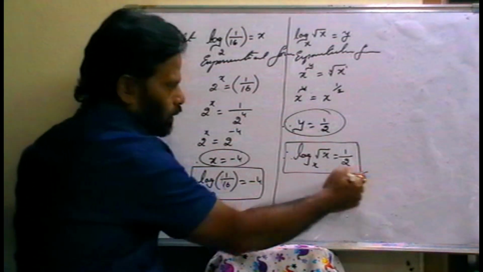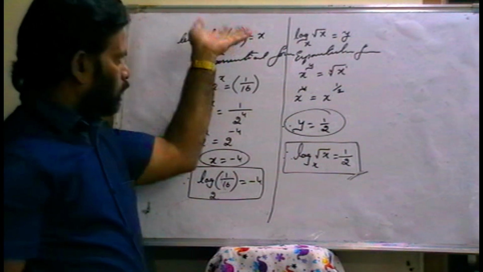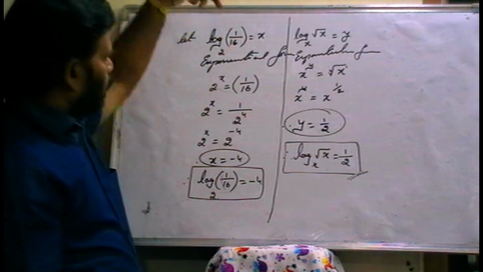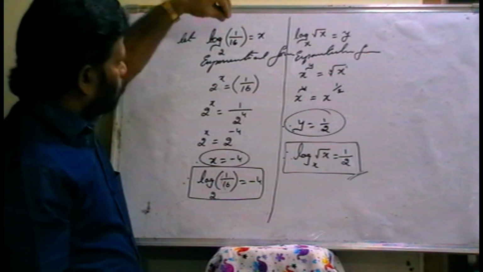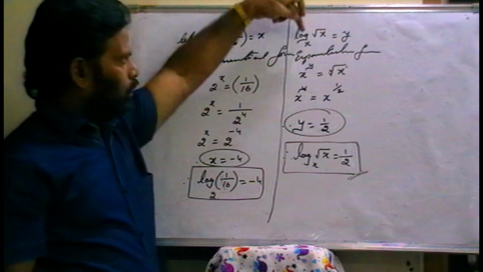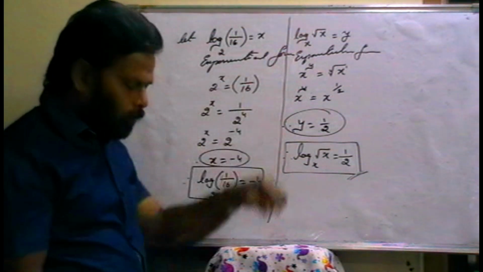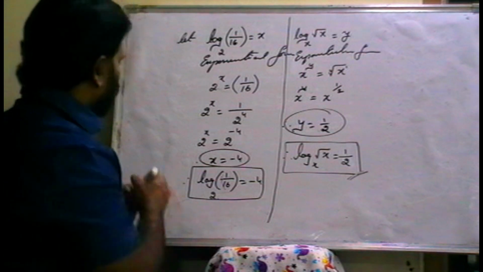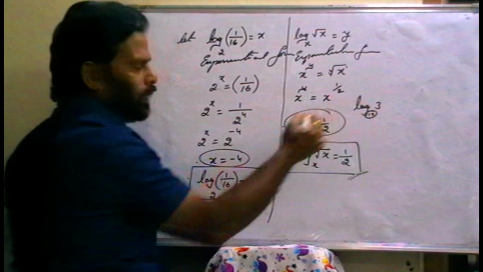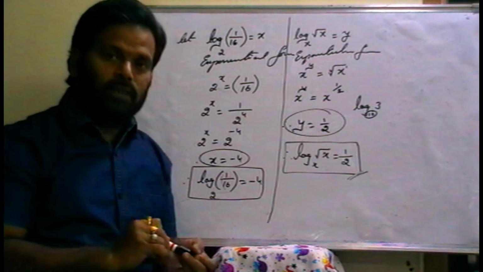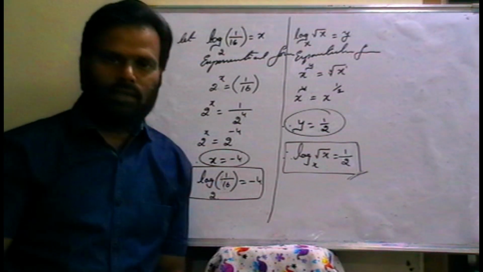So these are one more example. Based on this type of change into exponential form, we can find the logarithm values, like the logarithm of 1 by 16, or logarithm of root x. It always depends on its base. If the base is not given, as in log 3, it is nothing but the common base 10. You can assume that the common base is 10 if the base is not given. That is the general form.